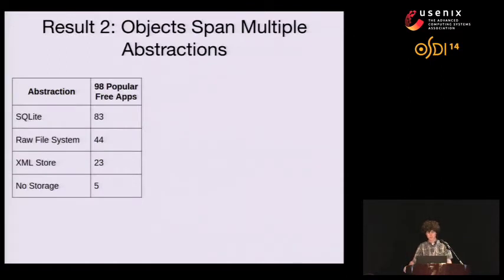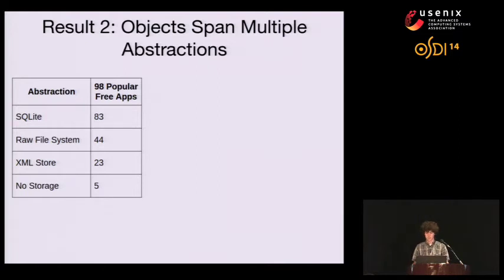So we performed a second study where we manually exercised 98 popular applications to find which storage abstractions they take advantage of in practice. And we found that the applications tend to use many of the abstractions, but do favor SQLite. 83 of the 98 applications use SQLite, 44 use the raw file system, and 23 use the XML key value store.